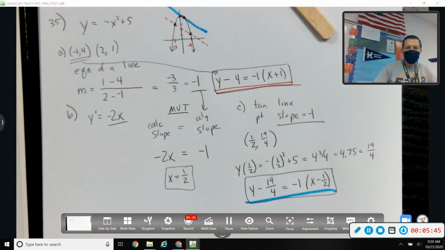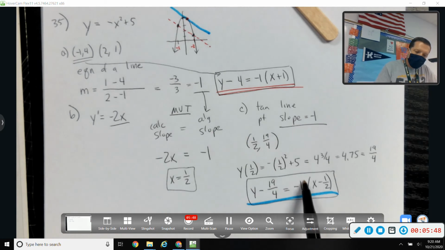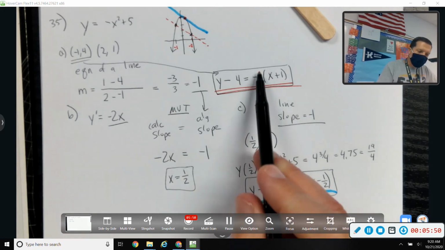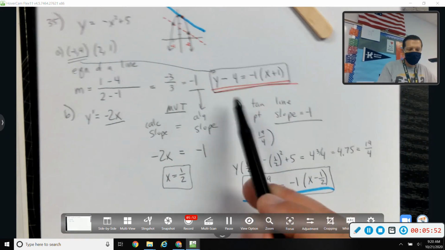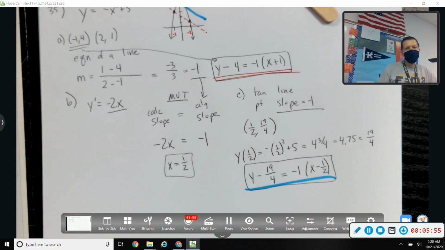So the calculus line slope is equal to the algebra slope. The rest of the line's not the same, but their slopes are the same.